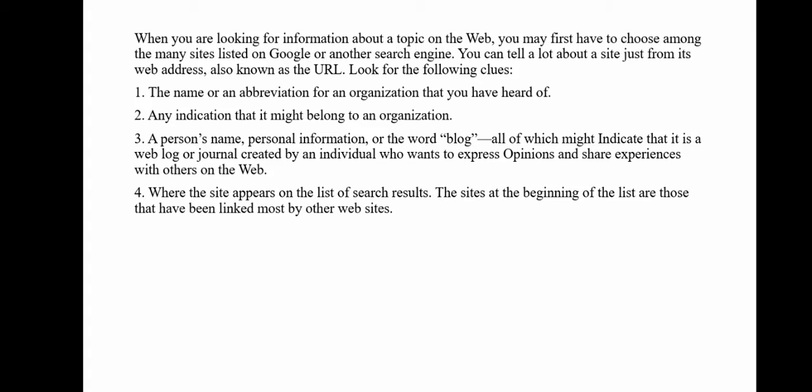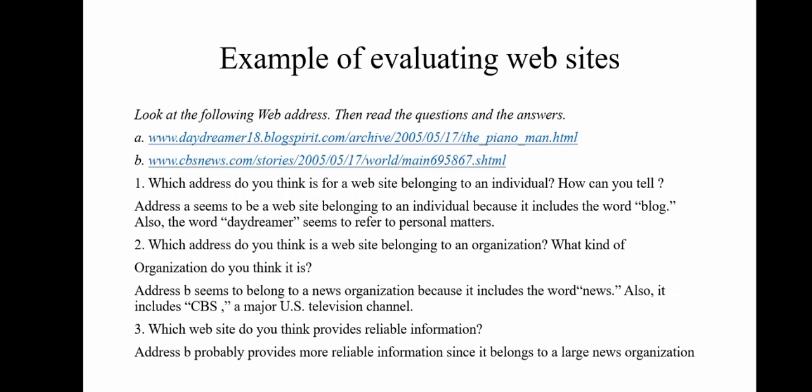The third clue is a person's name, personal information, or the word blog, all of which might indicate that it is a weblog or journal created by an individual who wants to express opinions and share experiences with others on the web. And the last clue is where the site appears on the list of search results. The sites at the beginning of the list are those that have been linked most by other websites.